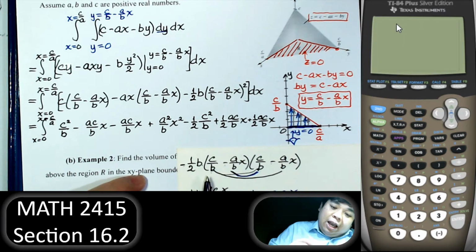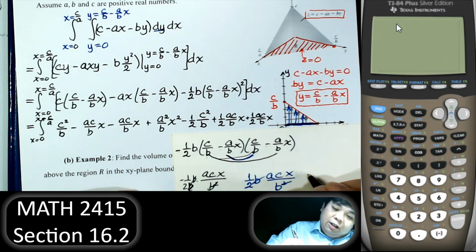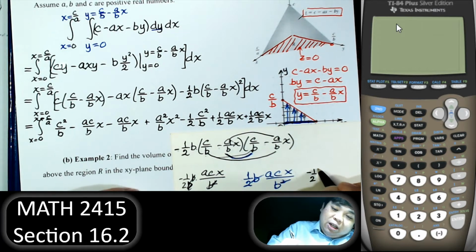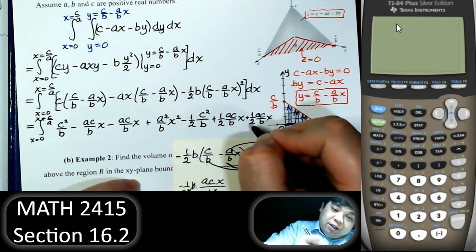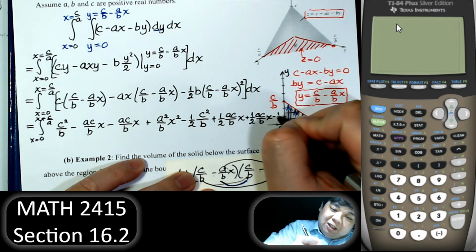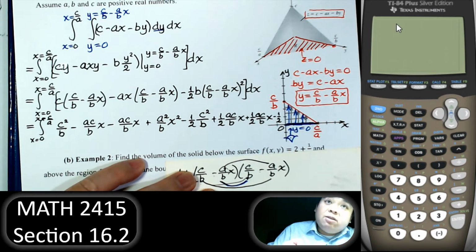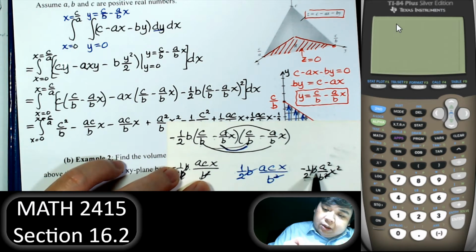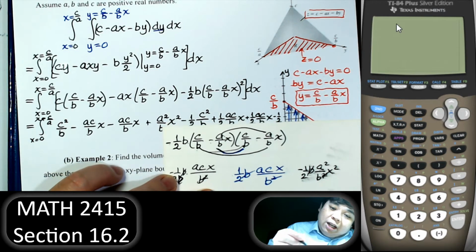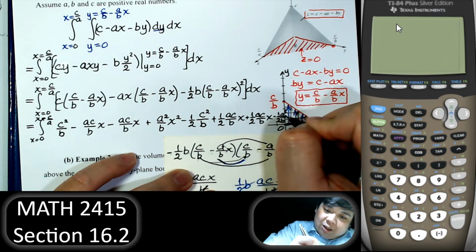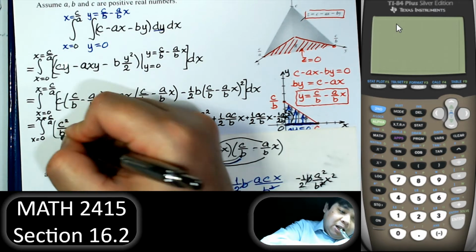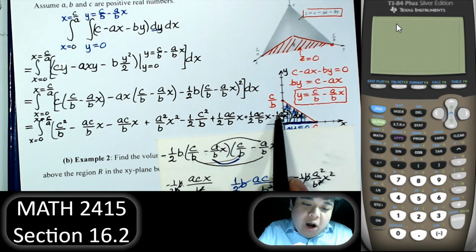Those two should be the same. And then finally, those two terms: negative 1/2 b a squared over b squared x squared, b and b squared cancel, so we have negative 1/2 a squared over b x squared, and then dx. Sorry, that is 1 over 2 a squared over b x squared.